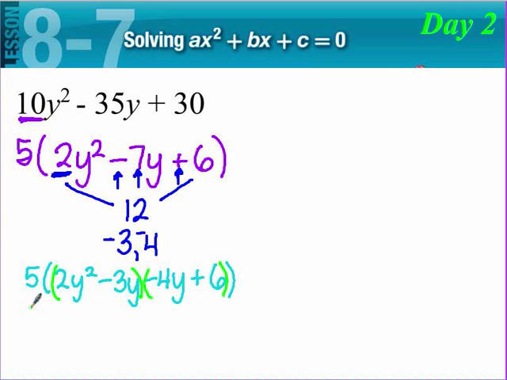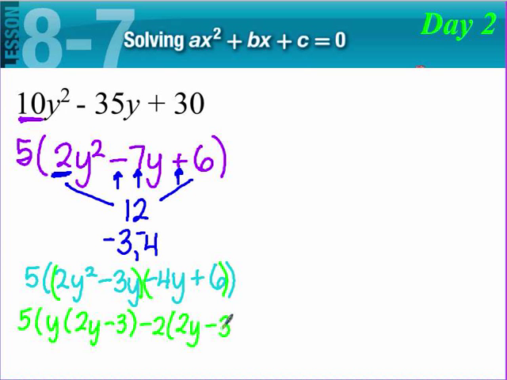What can I take out from the first bunch? A y. What does that leave me with? 2y minus 3. What can you take out from the negative 4 and the 6? 2. Be careful. Negative 2, because this needs to be a 2y, and then what?